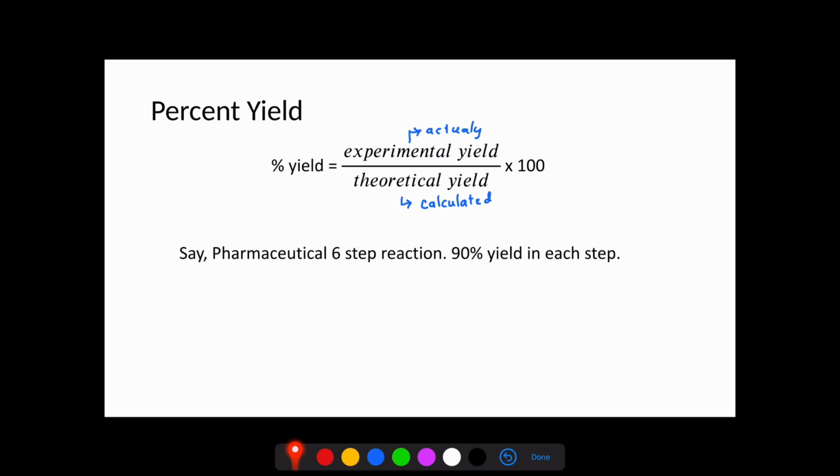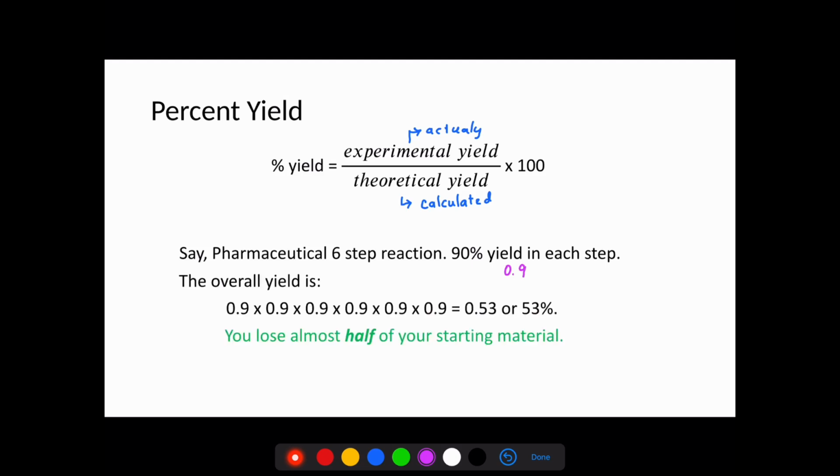So 90% means 0.9. 90 over 100 is 0.9. So in the first step, you would have produced 0.9 of what you had. And in the second step, it will be 0.9 of what you got. So if you keep doing that, 0.9 multiplied 6 times is 0.53, which is 53%. Okay, so you lost almost half of your starting material. So percent yield becomes important to estimate the amount of product that you got at the end of the reaction, especially if you have multiple steps and each step is not very effective, then you could end up losing a lot of product by the time you get to the end.